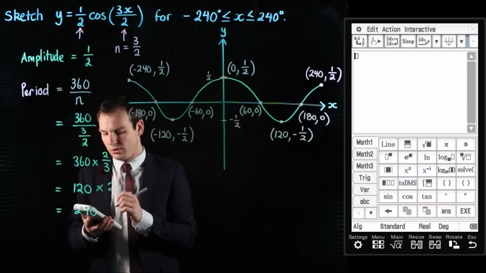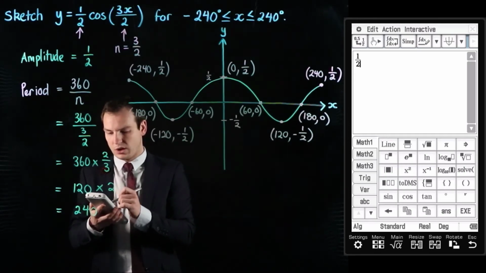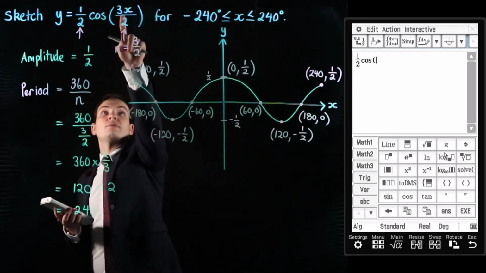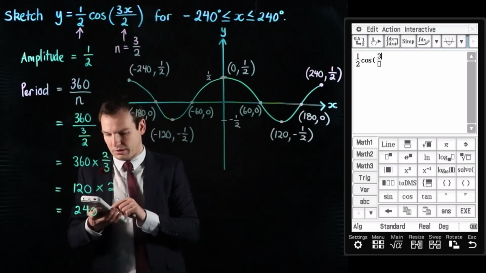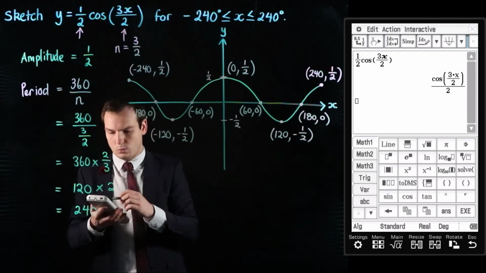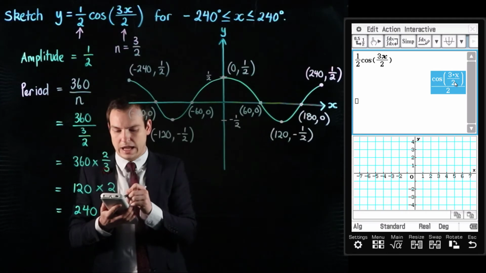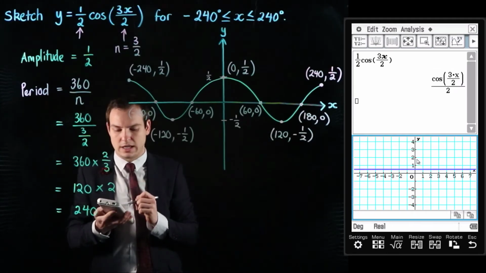So bringing up the keyboard, we're going to put the fraction 1 over 2 times cosine, and the fraction is 3x over 2. So we put 3x over 2 on that fraction. And then we want to graph that. So we hit the graph button, and we're going to drag our input down into that screen.